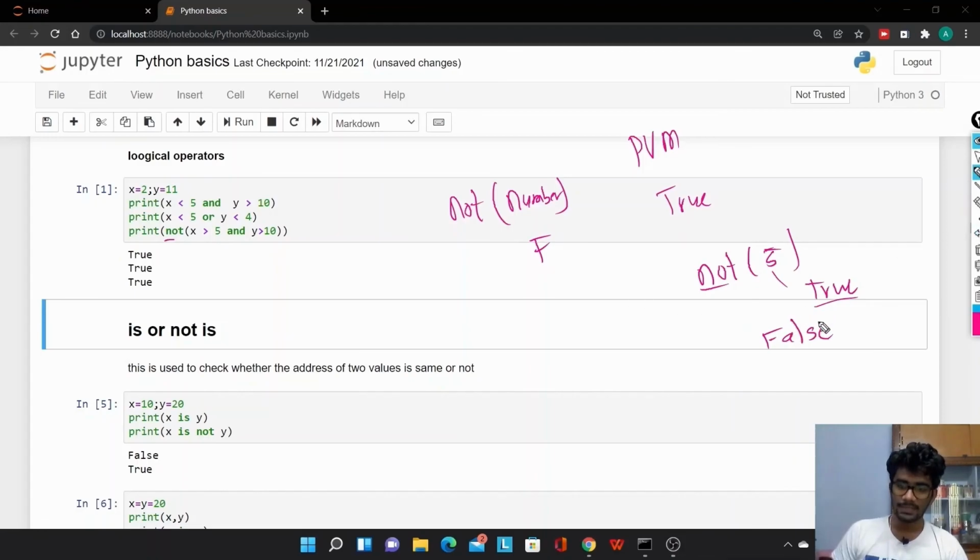The only number that is not considered as true is 0. The 0 is not considered as true. So when you apply NOT on the number 0, you will get the output as true, because 0 by default is considered as false by the Python virtual machine. So that's the reason when you apply NOT on false, the output would be true.